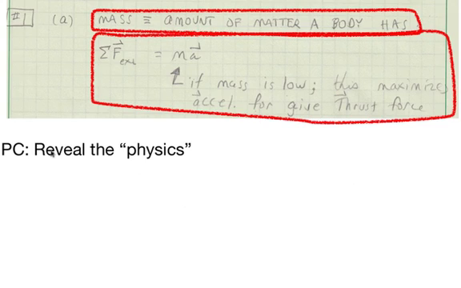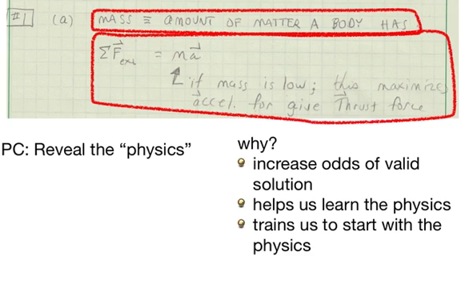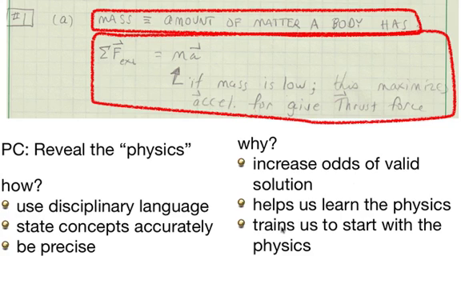The number one performance criteria is to reveal the physics. Explain the scientific and mathematical ideas and concepts. Why? It increases our odds of a valid solution. If we train ourselves to do it, it helps us learn the physics. And it also trains us to always start with valid concepts.